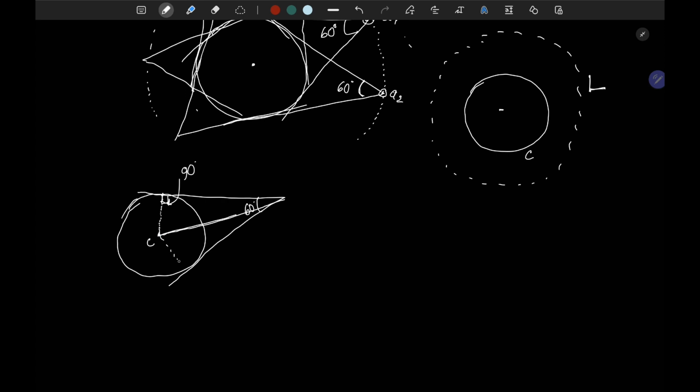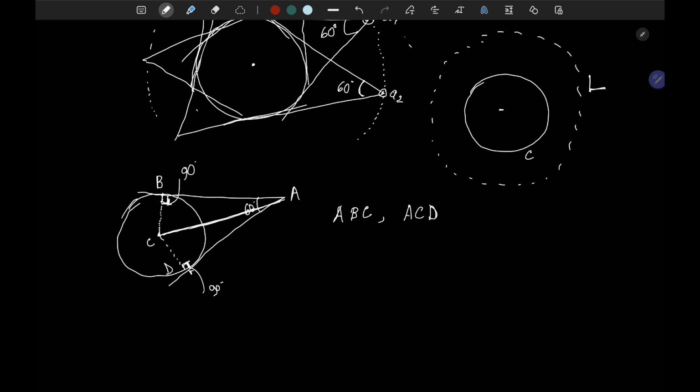Let's also construct this. This is also 90 degree. So if we take these two triangles, let's name them A, B, C, D. If we look at triangles A, B, C and A, C, D, the angles of these two triangles are exactly equal. Like this is 90 and this is also 90.